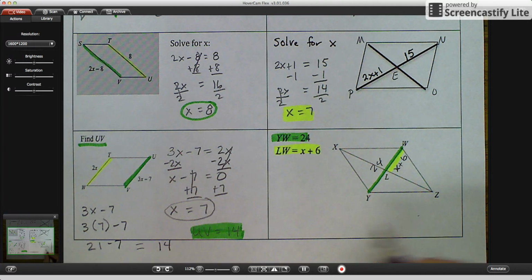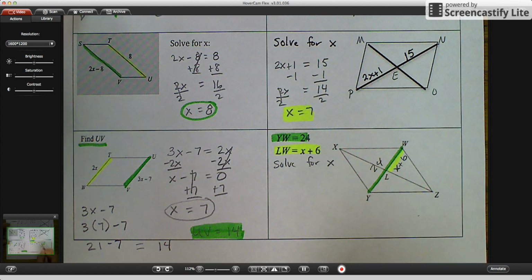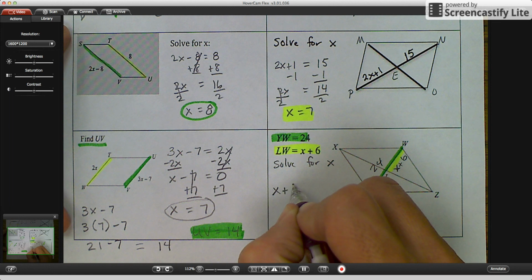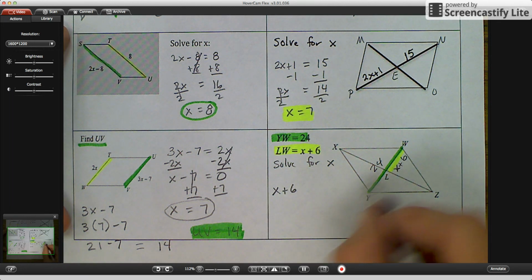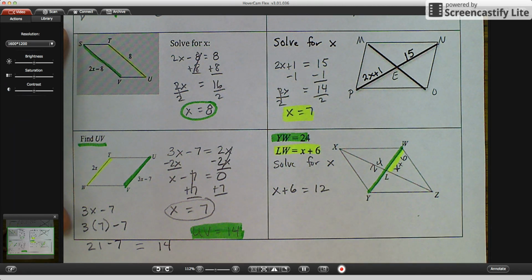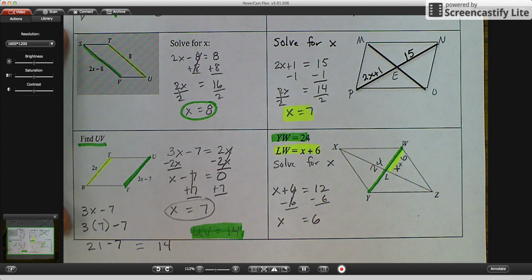And now I'm going to ask you to solve for x. So x plus 6 is LW, which is half. So now I need to figure out what half of YW is. Well, if I know YW is 24, half of that would be 12. There's our equation. Now we're going to subtract 6 on both sides. And you get x equals 6. And we are finished because it asked us to solve for x. Okay? So our answer is x equals 6.